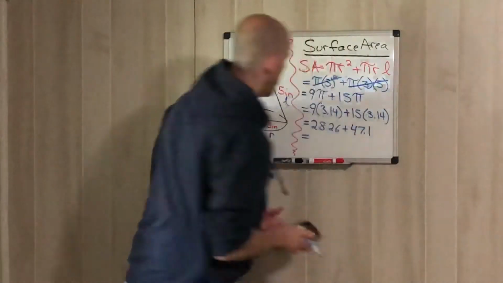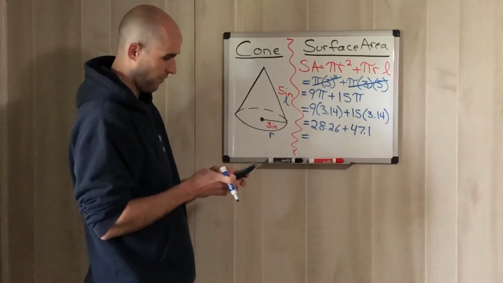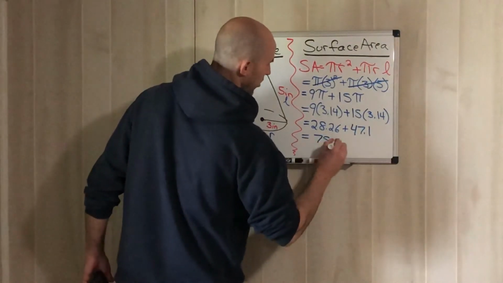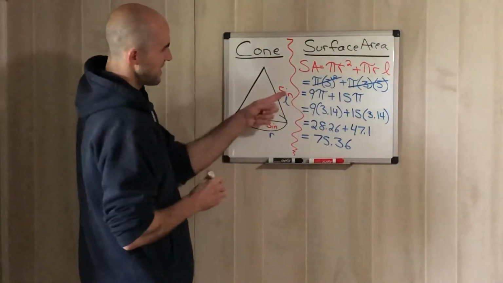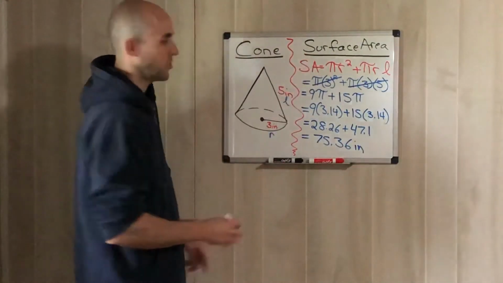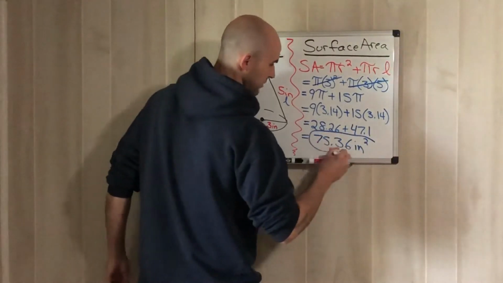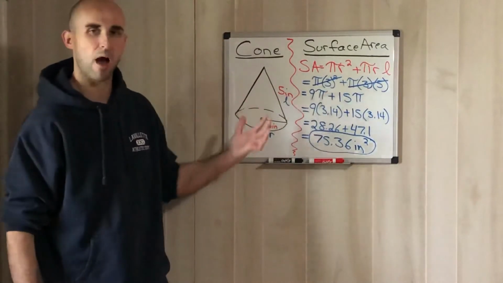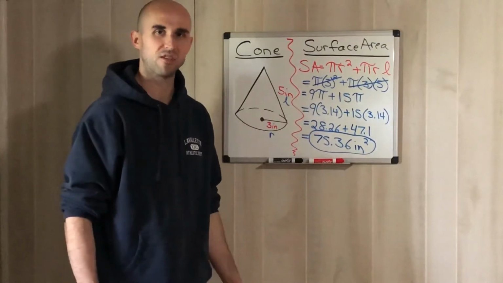And when you add them up, 28.26 plus 47.1 gives us 75.36. And then let's not forget the units. Since it's inches, it's going to be inches. And since we're talking about surface area, it's always going to be squared. Area is always squared. And again, if we're talking about the surface area, how much material would actually be on the outside of that cone, it would be 75.36 inches squared.